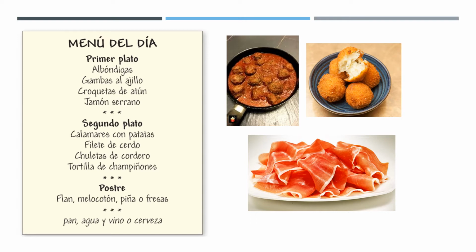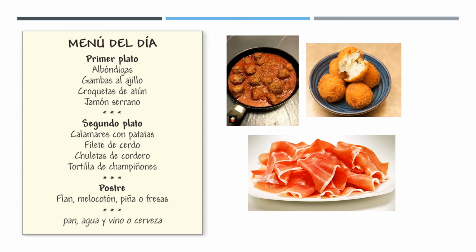Although you'd find, interestingly, the starter may well be bigger than the main course in some cases. You get dessert, as I've mentioned, and the drinks that are available, all included in the price, and fairly big portions as well. So you get bread, pan, agua, water, and vino, wine, or cerveza, beer. Obviously not if you are too young.